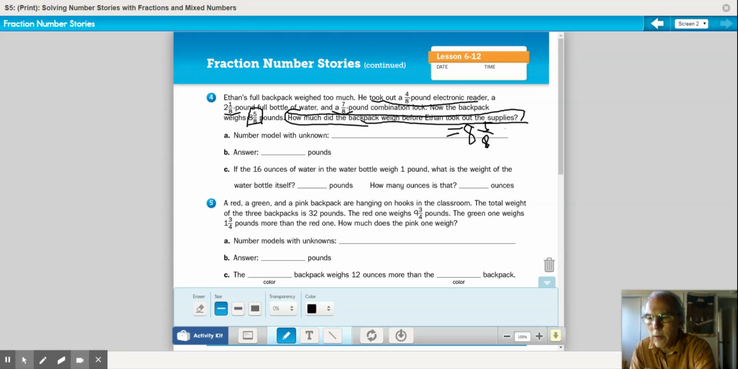So actually, I'm going to go back and change this. I'm going to go at it a different way because that doesn't really help me get our answer. So let's try this. Use your eraser like I'm using mine. Okay, he's taking out 4/8, and he's taking out 2 1/8, and he's taking out 7/8. If we put those all back into the 8 5/8, then we should get the total of what it weighed before. So let's turn this into an addition problem.